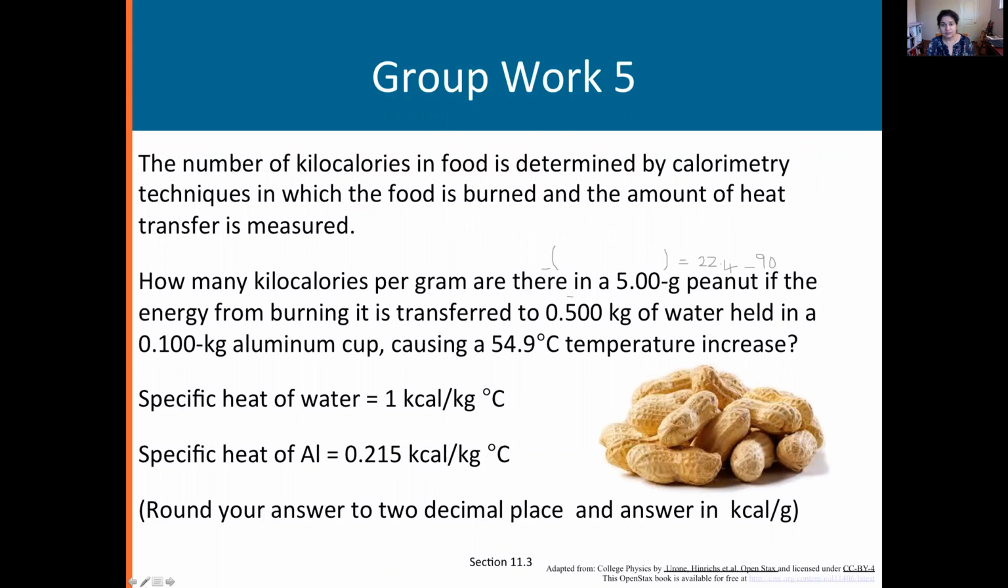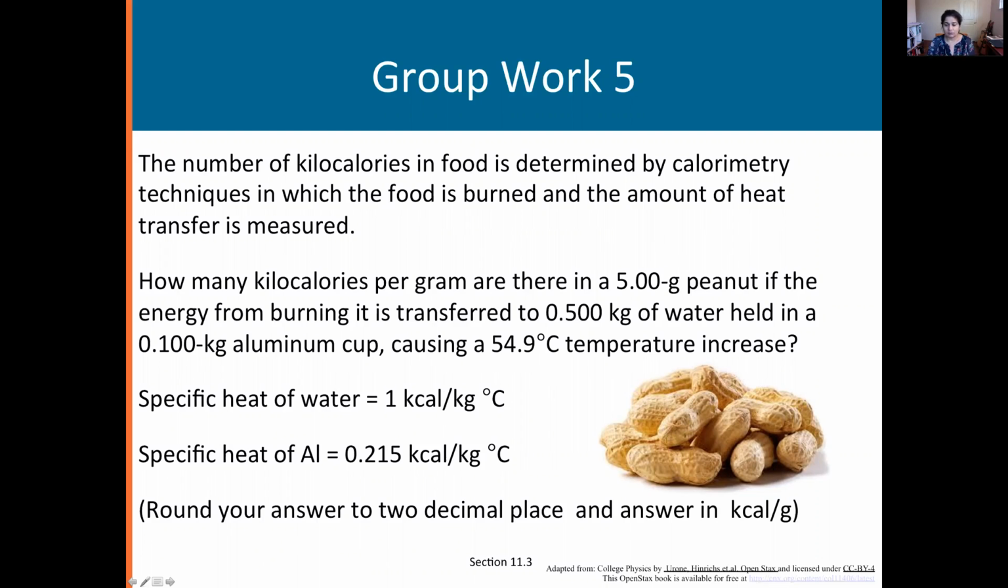The number of kilocalories in food is determined by calorimetry techniques in which food is burned and the amount of heat transferred is measured. How many kilocalories per gram are there in a 5-gram peanut if the energy from burning it is transferred to 0.5 kilogram of water held in a 0.1 kg aluminum cup, causing a 54.9 degrees Celsius temperature increase? And then we're given specific heat of water, specific heat of aluminum, and matching units.